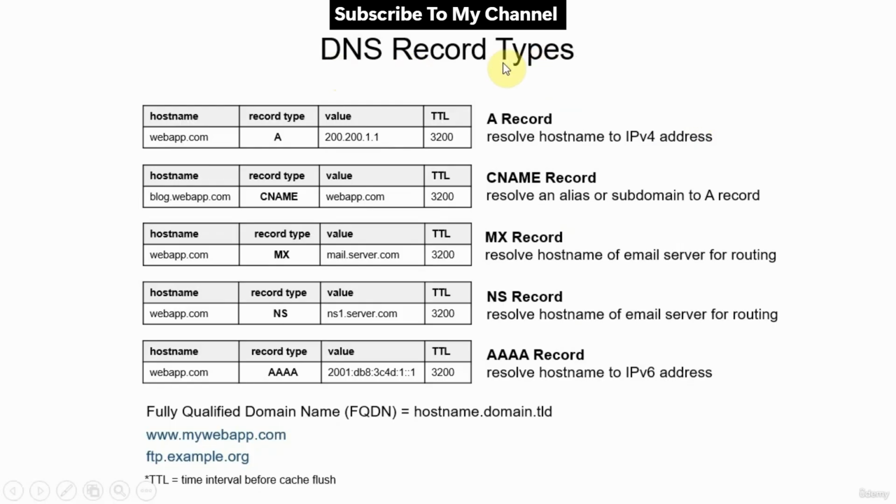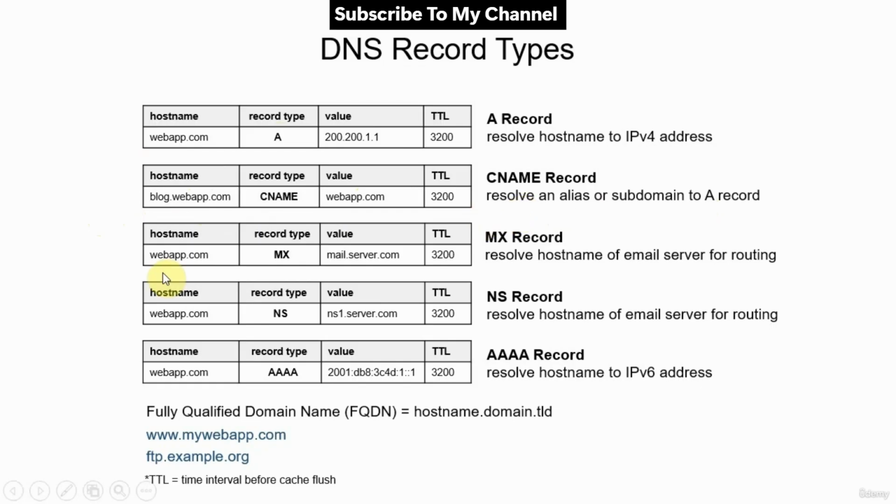These are some DNS record types. You've got the top level A records, and these are basically most of what you're going to get with DNS. So webapp.com is an A record, and there's the value, and the TTL is the amount of time it'll stay in the cache. Then you have CNAMEs, and this resolves an alias or subdomain to an A record. And these are less common. That'll be something like blog.webapp.com. So what'll happen is that'll get resolved to this web app, and that'll get resolved to an IP address.